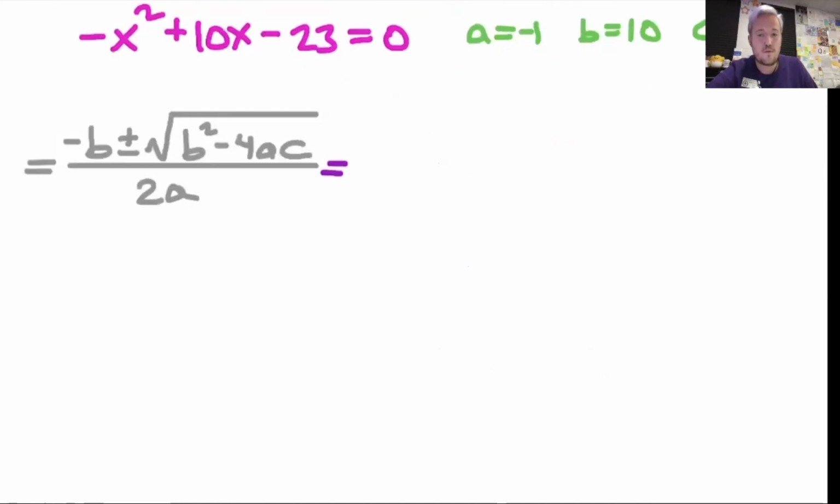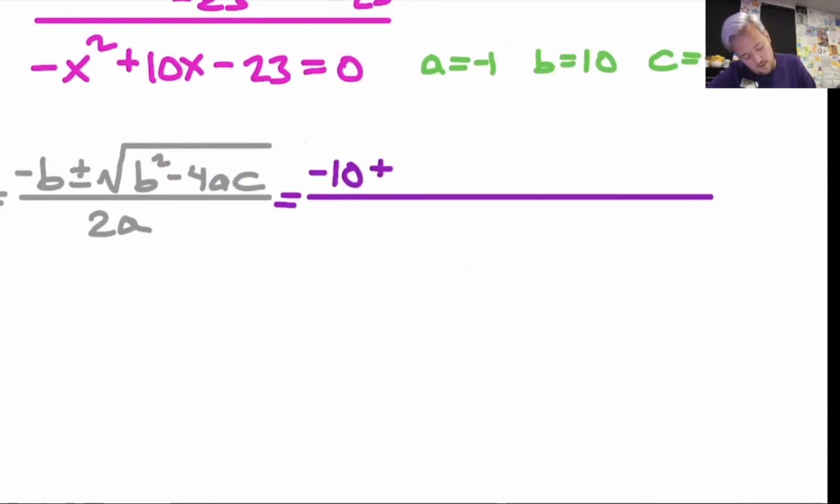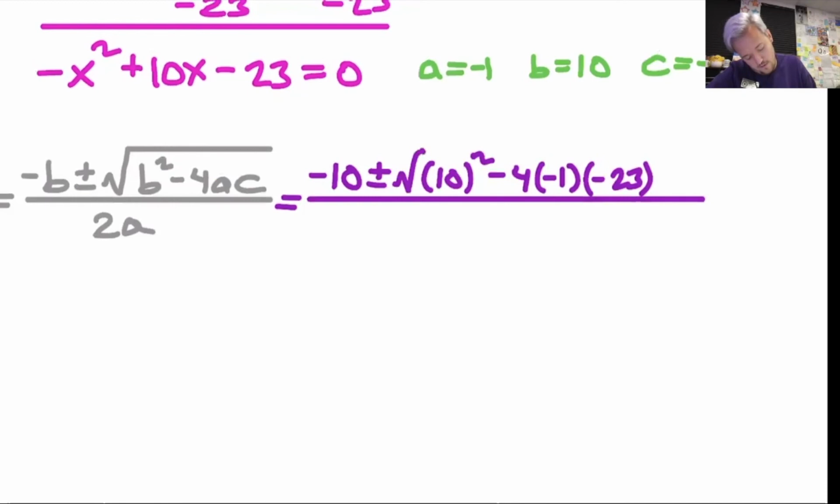All right, so I'm going to fill in those gaps. So the opposite of b, so I want -10 plus or minus the square root of b squared minus 4a and c. All over 2a.